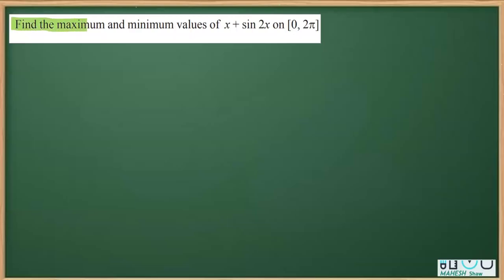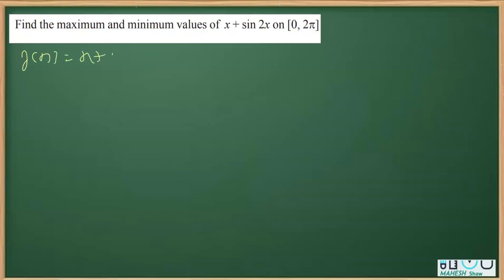We have one question from the chapter maximum minima, and it says: find the maximum and the minimum values of the function given here, x plus sine 2x, where the interval is 0 to 2 pi. We have to remember that we are not going to find the critical point, just the maximum and minimum values within the interval given.